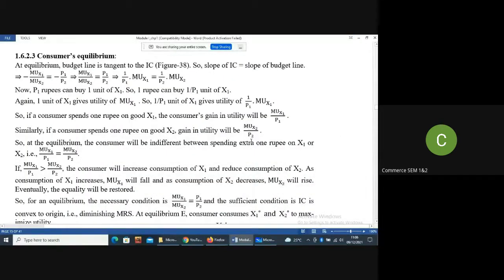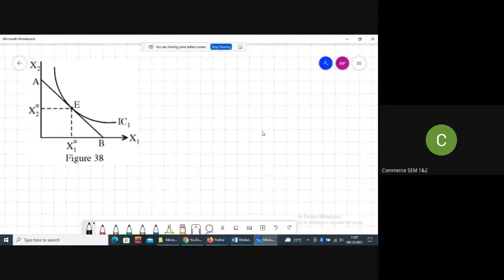Okay, today we'll start consumer's equilibrium. In the last class, we have seen the consumer's preference or indifference curve. And in the previous class, we have seen the consumer's budget line. So now today we'll see how much amount of the two commodities a consumer will consume.